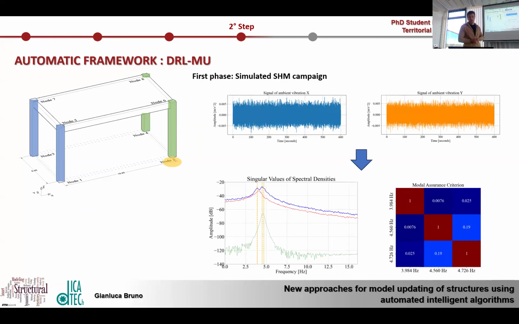So after that, for the first step, I created a model in the software SAP 2000 to simulate an SHM campaign. I applied ambient vibration signals on the structure and obtained the signal. I processed this signal with the software Artemis Modal Pro and with the frequency domain decomposition algorithm to obtain the first three vibration modes.